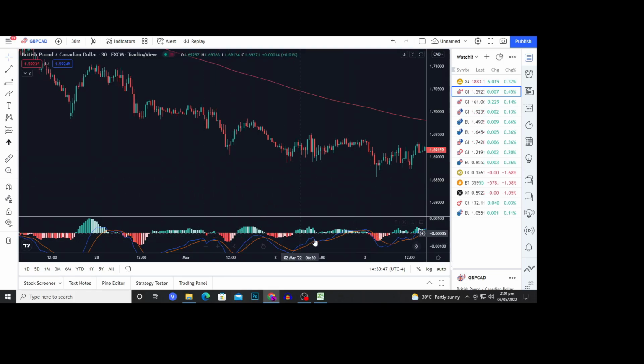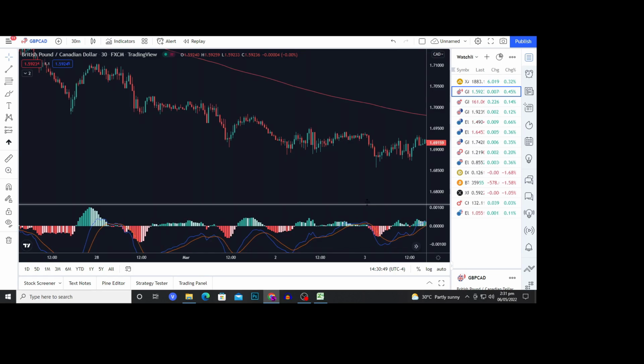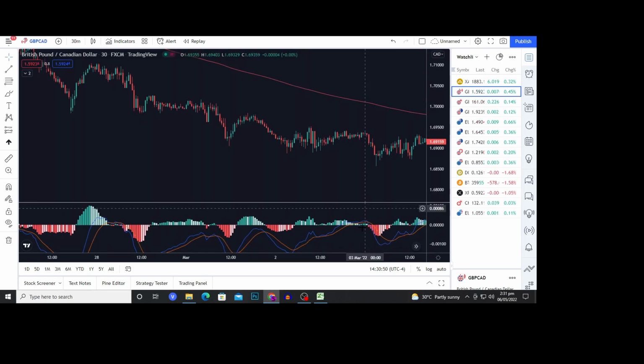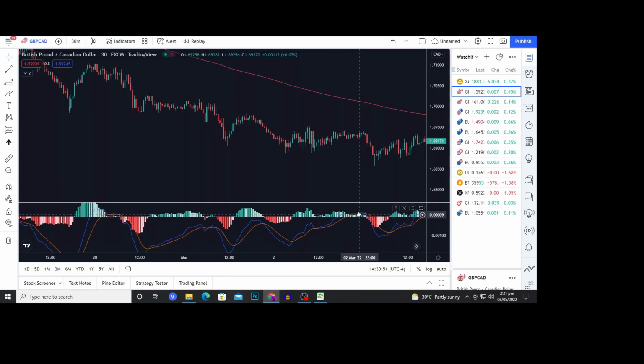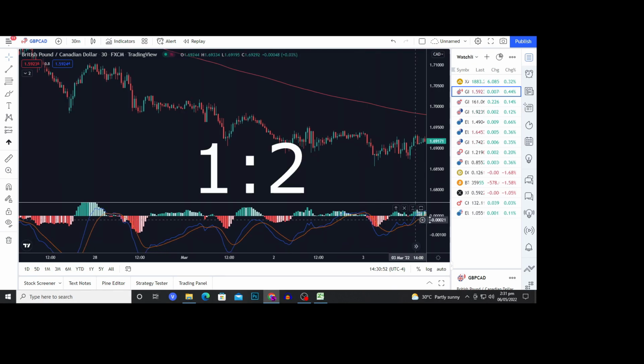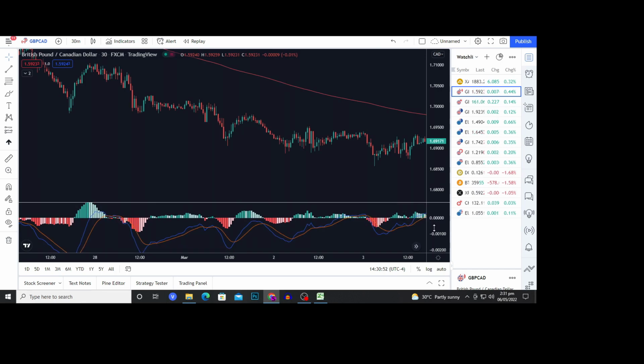For this test, I will be using the 200 exponential moving average for my directional bias and the MACD for my entries. My stop loss will be 5 pips below the previous low in buy setups and 5 pips above the previous high in sell setups. My take profit will be 2 times my stop loss for a 1-to-2 risk to reward ratio, and my break-even point will be at the 1-to-1 ratio.